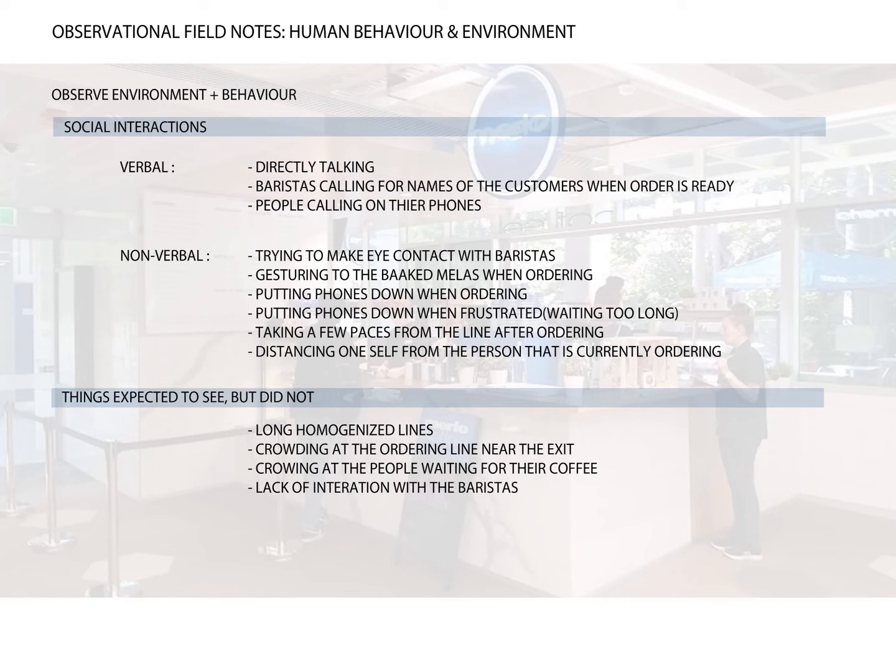There is distancing oneself from the person currently ordering. Things expected to be seen but not seen were long homogenized lines, crowding at the corner of the ordering line near the exit, and crowding of people waiting for their coffee, and there was a lack of interaction with the baristas because of the distance.